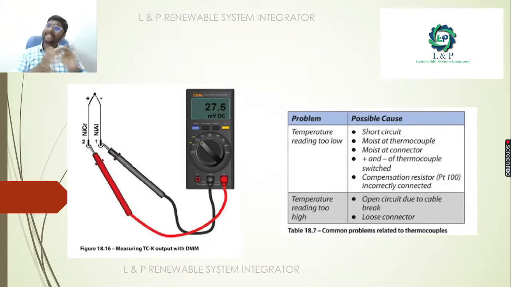As we told earlier, there are some common problems related to the thermocouples that we are using in the industry. Mostly, if you are facing a problem where the temperature is too low, possible causes will be a short circuit, moisture on the thermocouples, or moisture on the connectors. Sometimes the positive and negative thermocouple leads might be switched, and sometimes the compensation resistors are incorrectly connected. If it is showing a temperature that is too low, there is also a possibility of an open circuit due to a cable break or loose connectors.